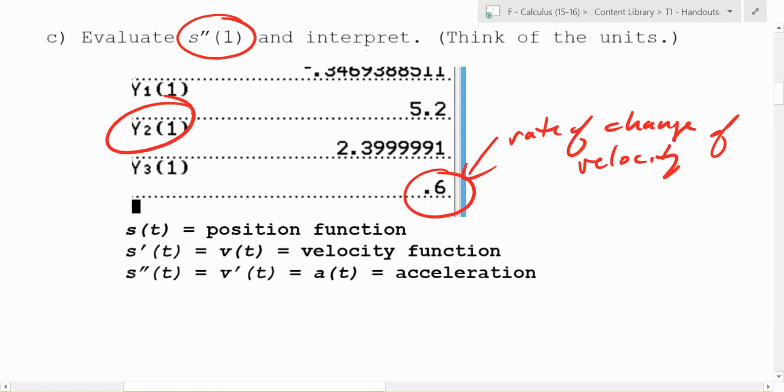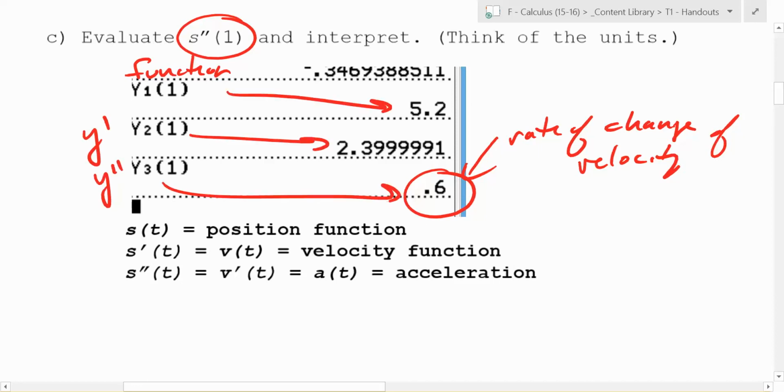This is the function, right? Sorry. This right here is the function, Nick. This is y prime, and this is y double prime right here, at 1 and at 1. So that's the function evaluated at 1, that's the derivative evaluated at 1, and that's the second derivative. Yes, correct. So it's the rate of change of velocity.